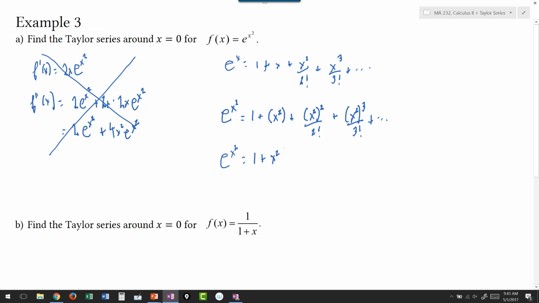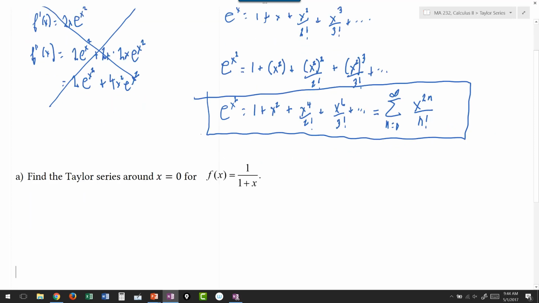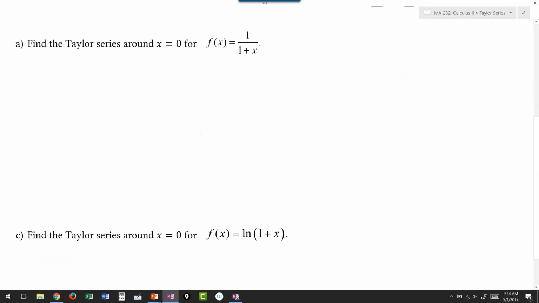So I see I'm getting only even powers of x. And I could also write down the series representation. So here is the Taylor series for e to the x squared. And I didn't have to find any derivatives. The same thing is going to happen with our next example. This one's a little trickier to see.